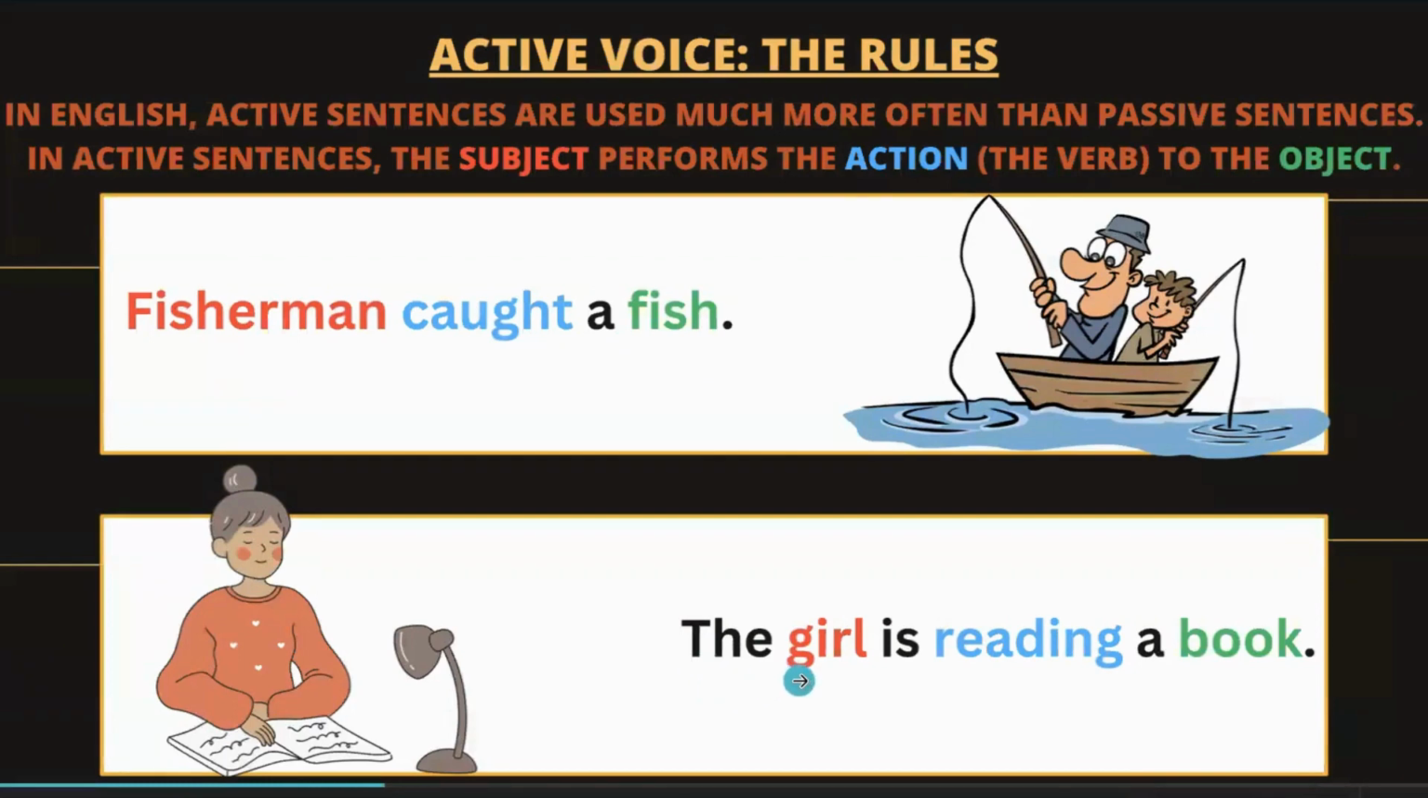Whereas in the second example, the girl is reading a book. The girl is your subject. Is reading is the action, that is the verb. A book is the object. So in active voice, the subject directly acts on the object. The tone is clear and immediate, as if you throw a ball directly at a target and the target gets all the force of the ball.